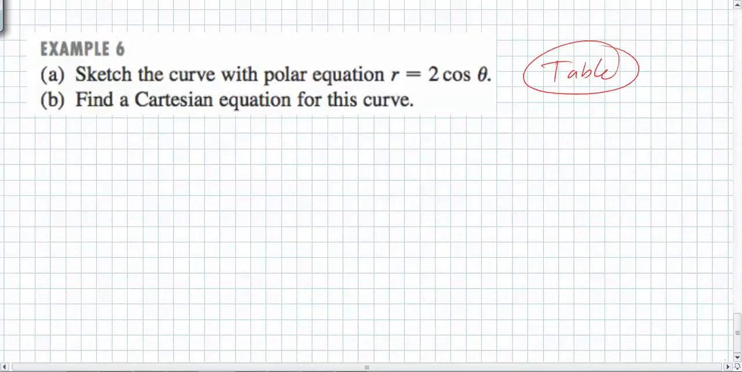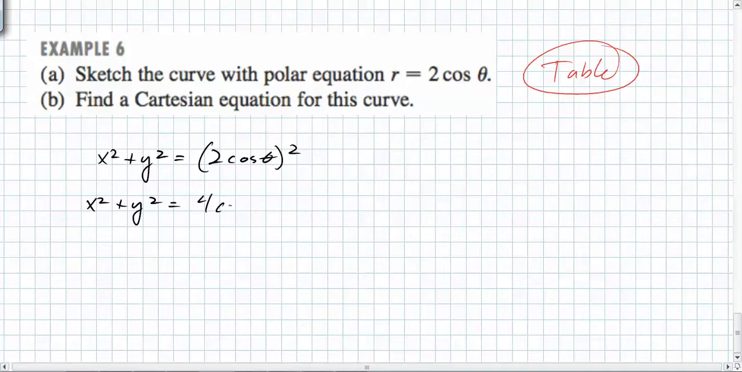R equals 2 cosine theta. So what do we know? We know that x squared plus y squared is equal to 2 cosine theta squared. Do you agree with that? So you know that x squared plus y squared is equal to 4 times what? Cosine squared theta. Okay. Now, what's the problem with that? Are we in Cartesian form? Not really. We're not in Cartesian form.